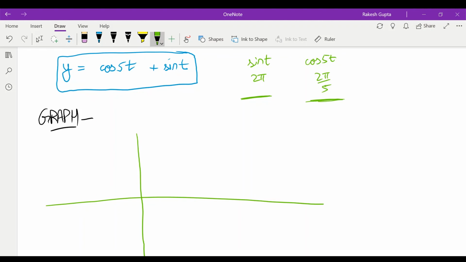So first let us draw the graph of sin t. If this is one oscillation, from here to here, this is 2π. So in this time, there are going to be 5 oscillations of cos πt, which are going to go like this. It's going to start from here. 1, 2.